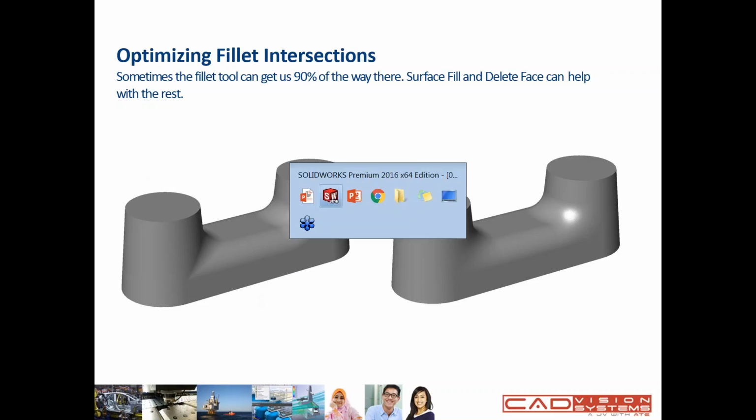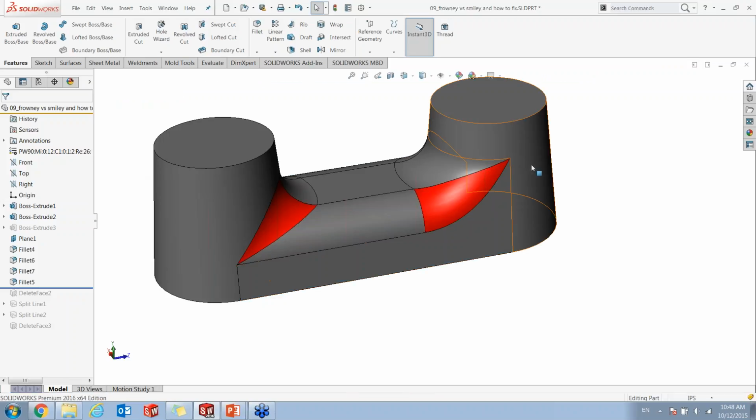So how are we going to resolve this problem? Because we don't want to see this sort of fillet. It's very difficult to manufacture. So we can do it this way. We can use split line again.